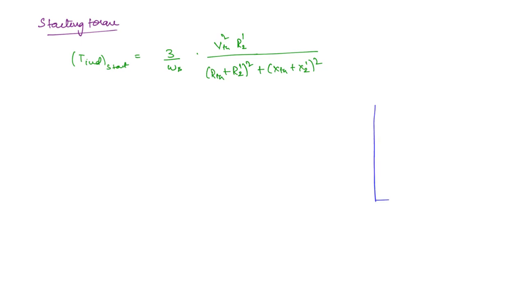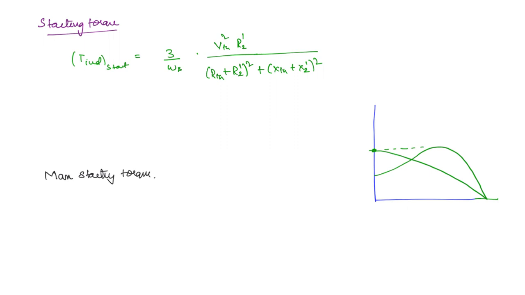That means we have seen the characteristics. If this is the characteristic at a particular resistance, then if you increase the resistance, this maximum value is going to be obtained at the starting itself. So what is the condition for this point? That means what is the value of resistance wherein the maximum torque is occurring at the starting itself. Okay. So the maximum starting torque will occur when S max is equal to 1.